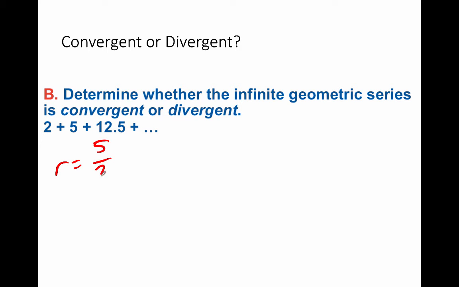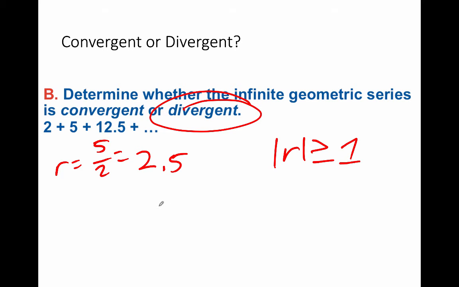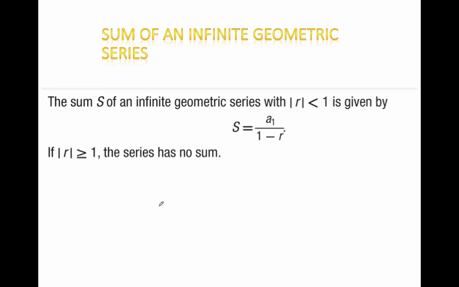Second term divided by the first term is 2.5. That means it's divergent. Okay, the absolute value of r is greater than or equal to 1. That means it's getting bigger, so it does not converge. It goes to infinity.